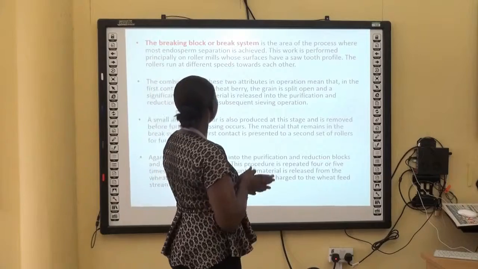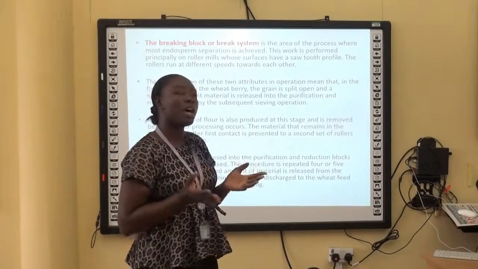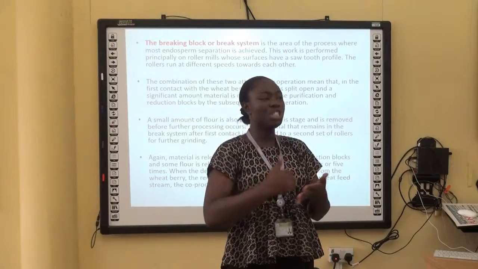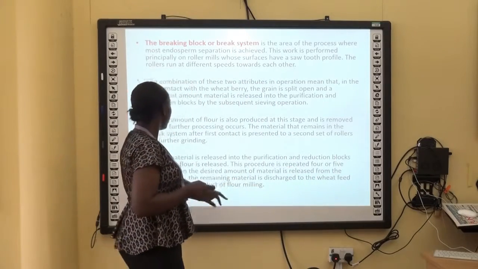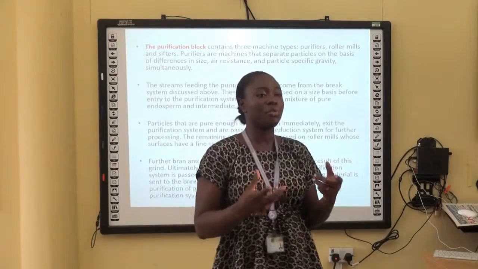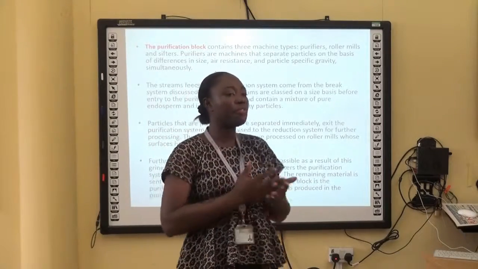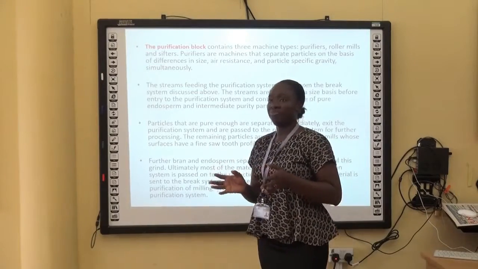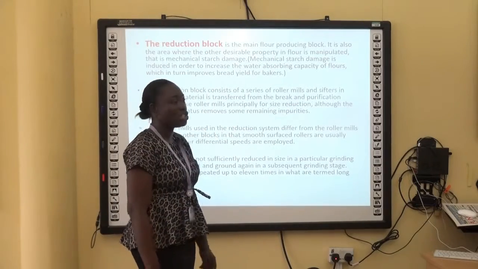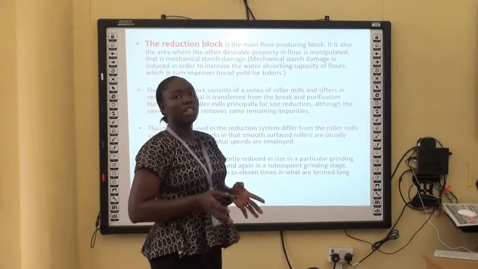We have the braking block or the brake system, and this is where most endosperm separation takes place. And this is the first step, just to reduce the size to a particular level, after which you take the product of the brake system into the purification block to purify your product that is under processing. And after that, you have the reduction block, and this is where the final flour is produced.